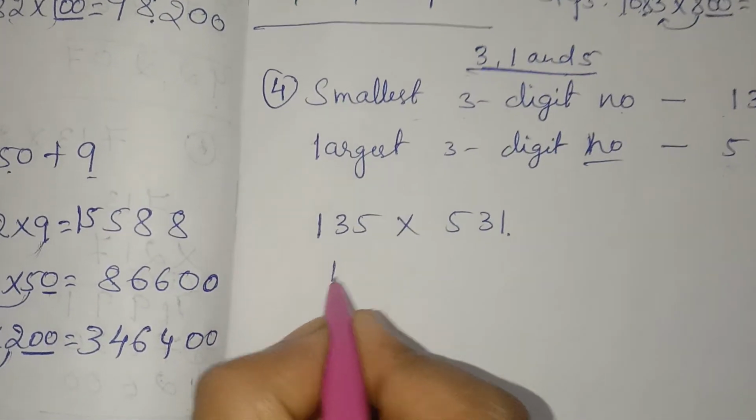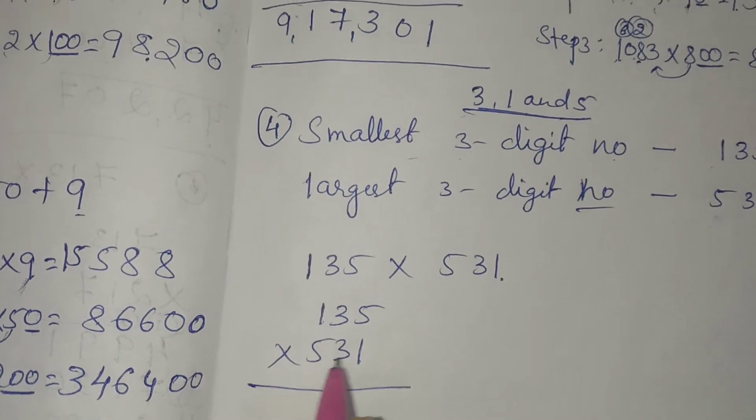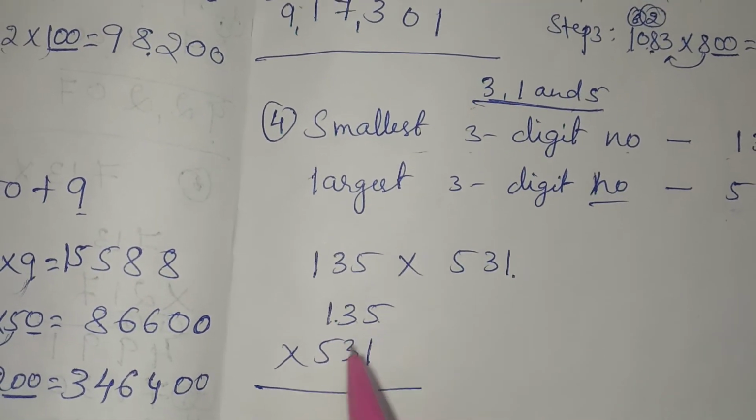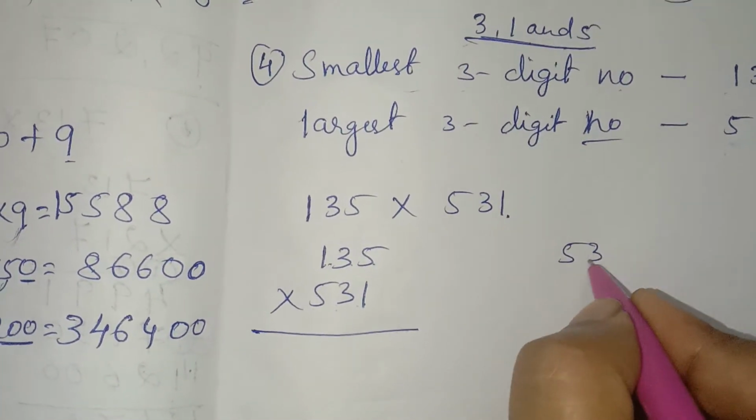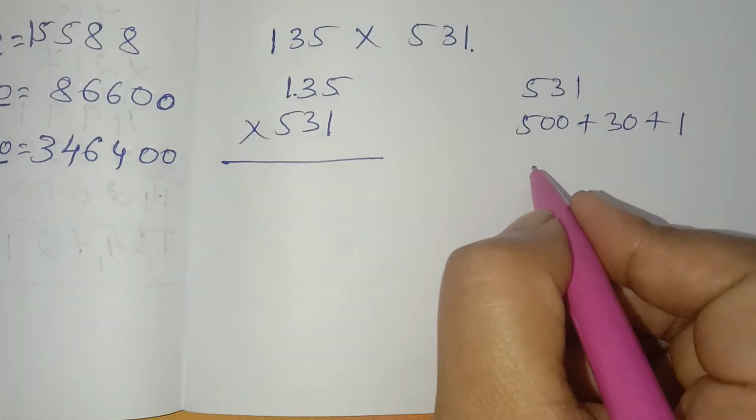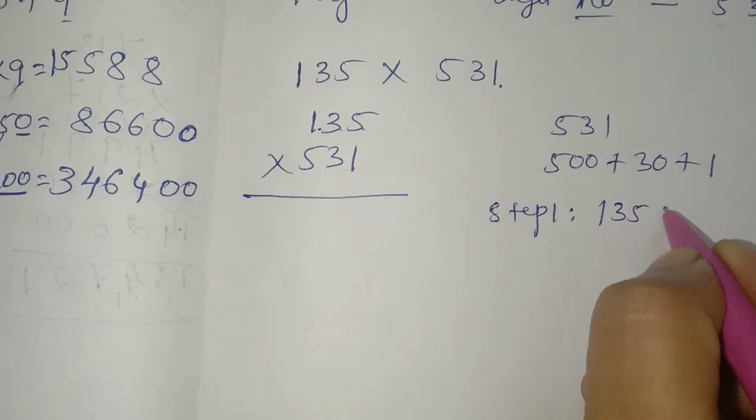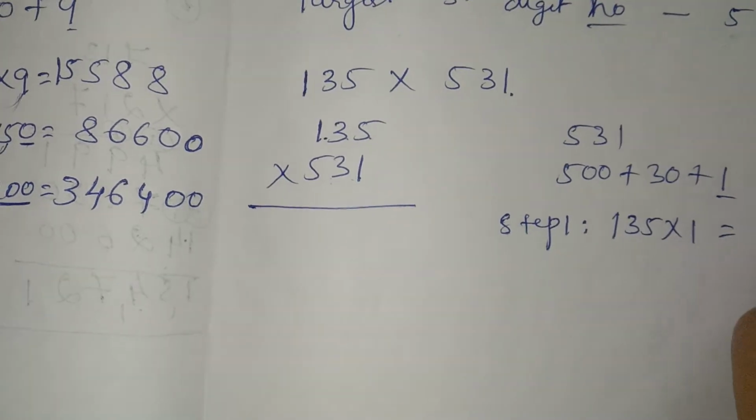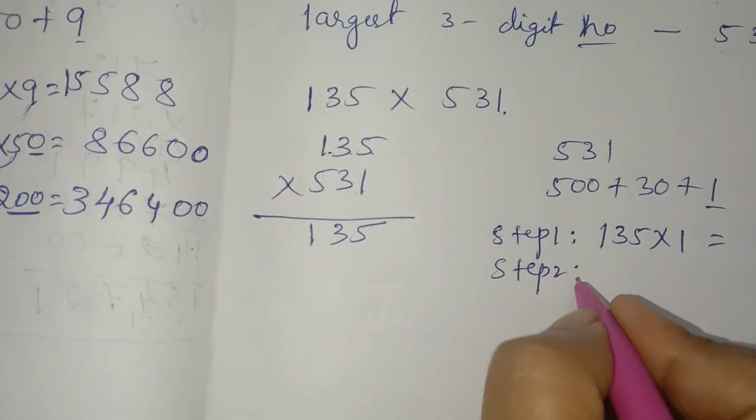Yes, I'll write 135 into 531. We can write in two different ways, 531 into 135 also possible. Now 531 can be written as 500 plus 30 plus 1. Now step 1. 135 into 1. That means 1 5 is 5, 1 3 is 3, 1 1 is 1. I got 135.